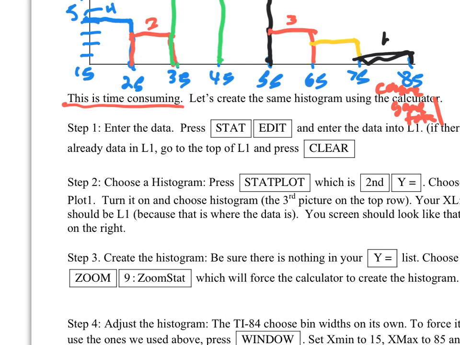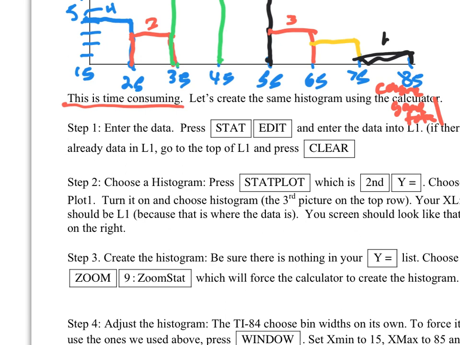So I just move down one and go one, two, three here. I'm on the third plot. Pay attention to the X list, because you're gonna get so many lists in your calculator. Which one do I wanna use? I wanna use list one. How do I change my list?